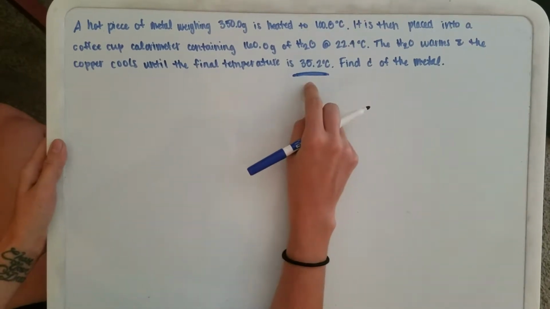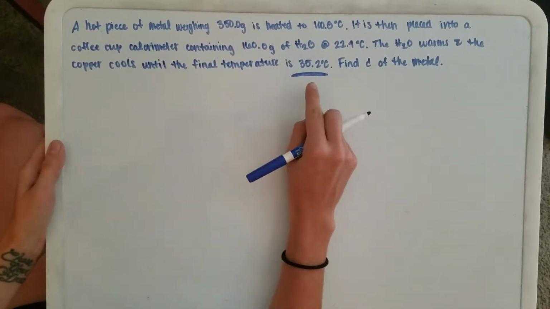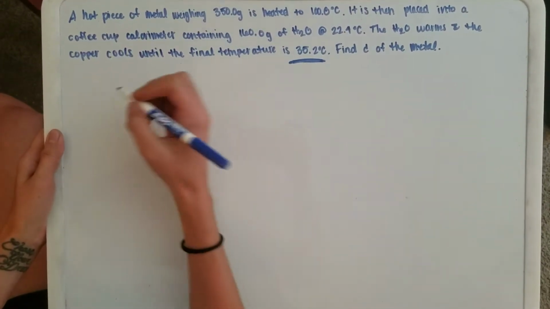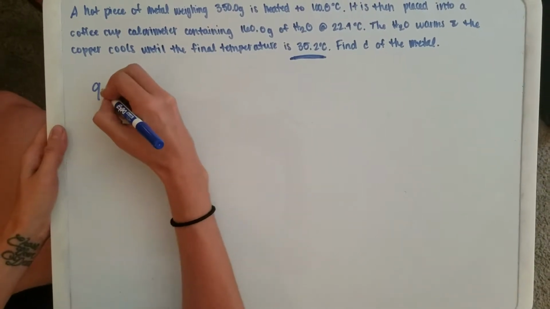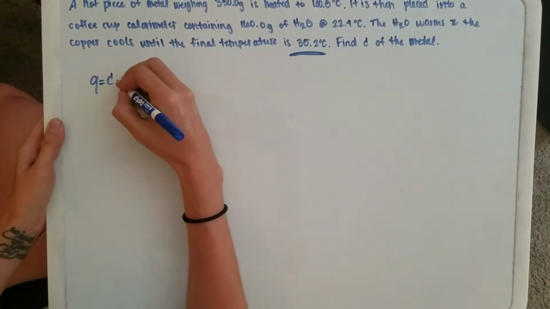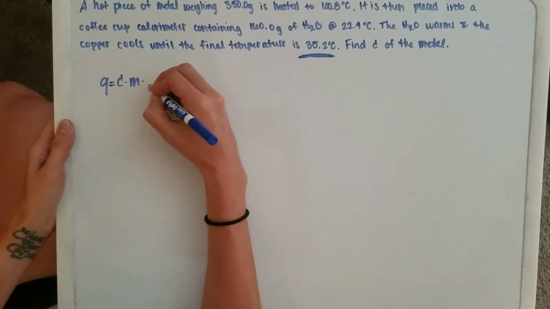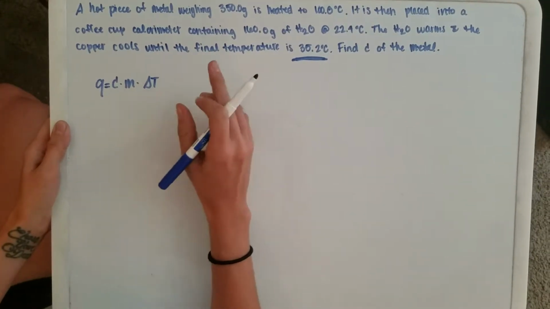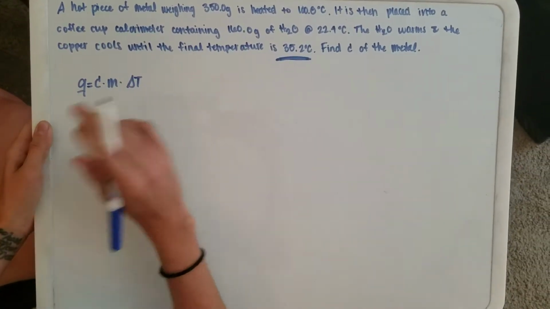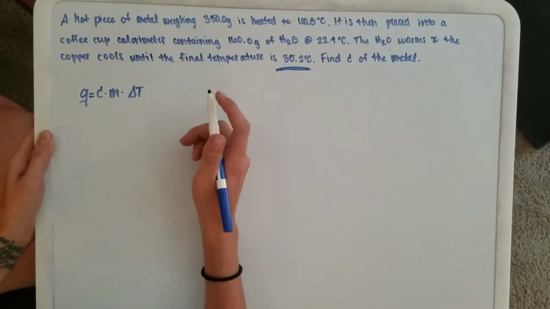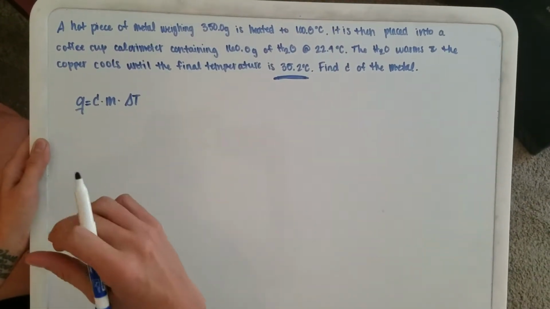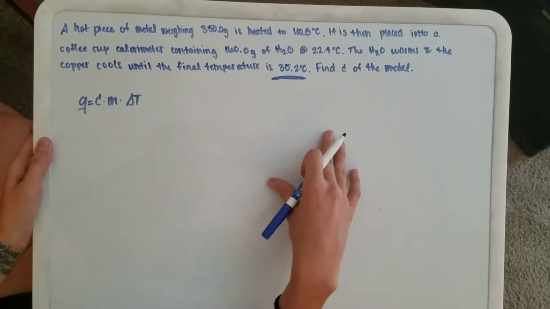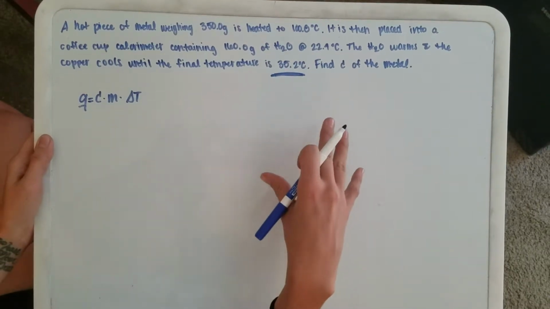35.2 is the final temperature of the entire system, including the copper and the water. So, since this is a calorimetry problem, we're going to be using Q equals specific heat times mass times the change in temperature. And by the law of conservation of energy, we know that no energy is going to be lost or gained from the system. By putting that piece of copper into the water, the energy from the hot copper is only transferred to the water. So no energy is lost by the system.